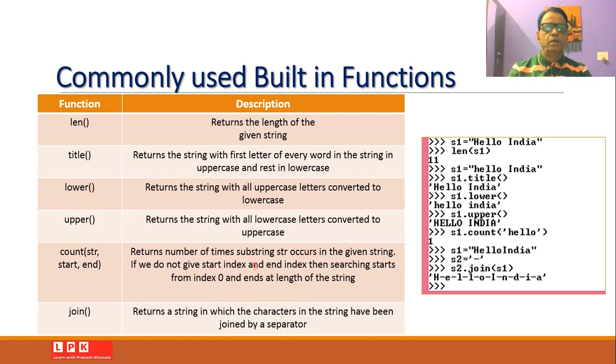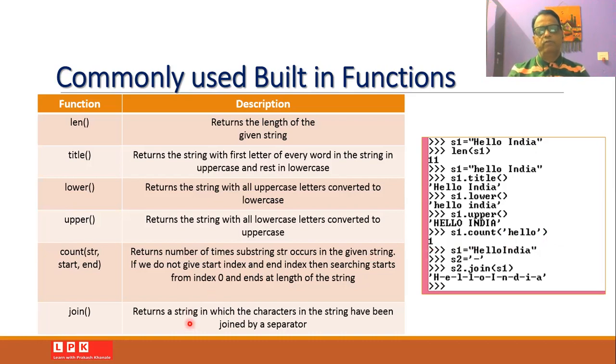HELLOINDIA. Count: string, comma, start, comma, end will return the number of times the substring str occurs in the given string. If we do not give the start index and end index, then searching starts from index 0 and will end at the end of the string. Say for example, if I write the function s1.count hello, then I will get the result as 1. That is, it will count how many times hello is appearing in the string s1.